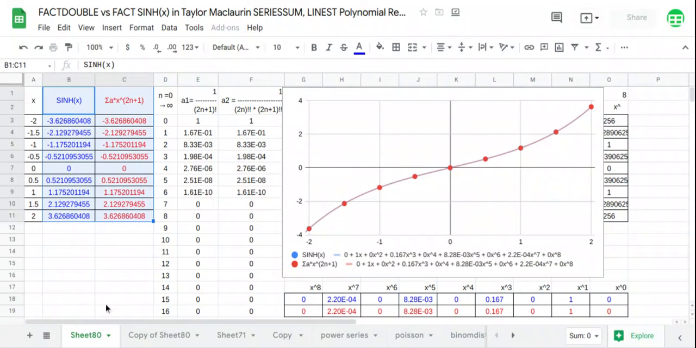This completes the use of double factorial and factorial to generate the Taylor-Maclaurin series sum of expansion of the hyperbolic sine function and its LINEST polynomial regression.